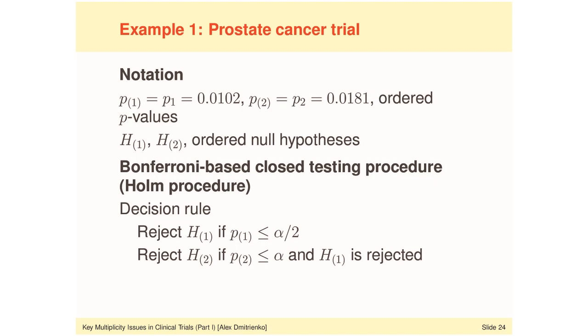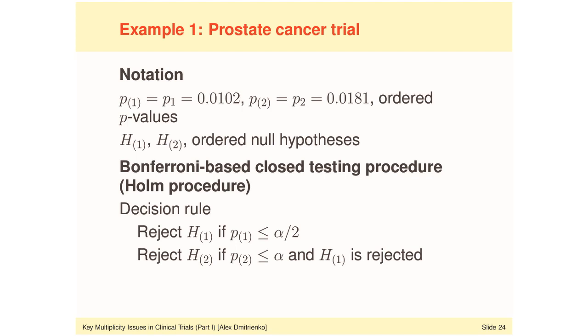And if this condition is satisfied, we can then step down and take a look at the next hypothesis in this data-driven sequence, which would be the hypothesis that corresponds to the larger p-value. That p-value will be compared to the unadjusted alpha level, and specifically the hypothesis that corresponds to the larger p-value will be rejected if the larger p-value is less than or equal to alpha and the first hypothesis in the sequence is also rejected.